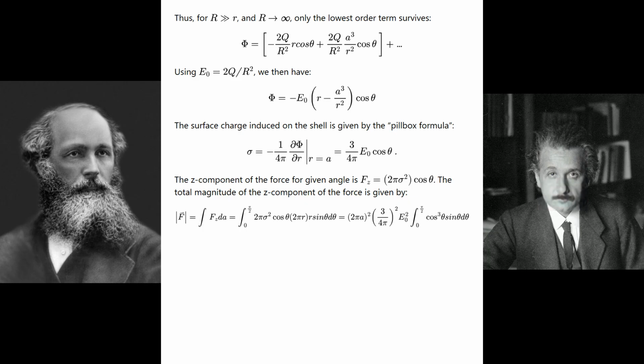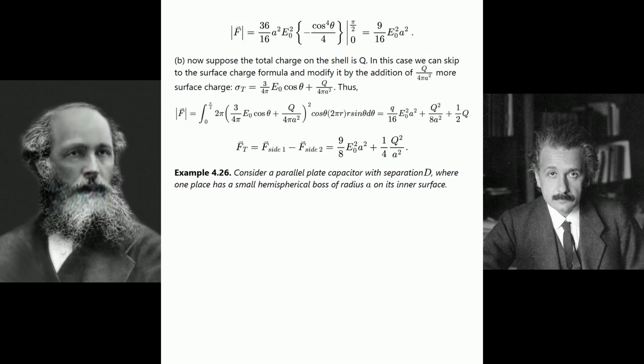Using E sub 0 equals 2q divided by r squared, we then have, see the next equation. The surface charge induced on the shell is given by the pillbox formula. See the equation shown. The z component of the force for a given angle is F sub z equals 2 pi sigma squared times cosine theta. The total magnitude of the z component of the force is given by, see the next equation. See the equation shown.